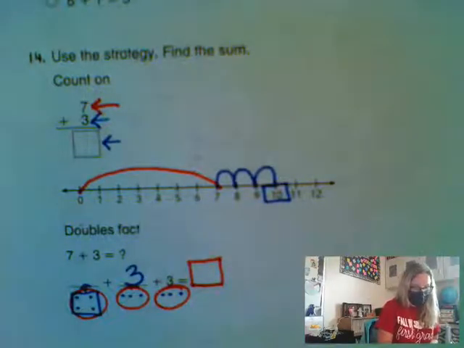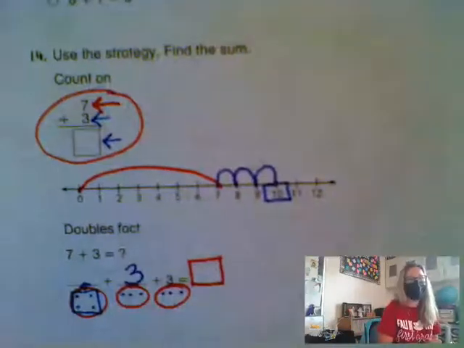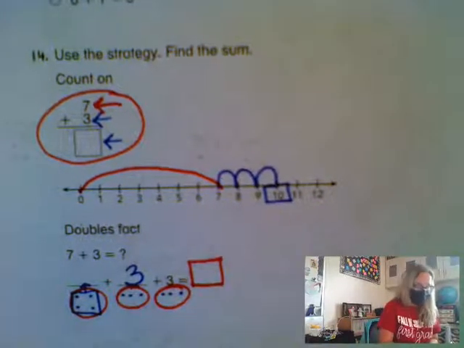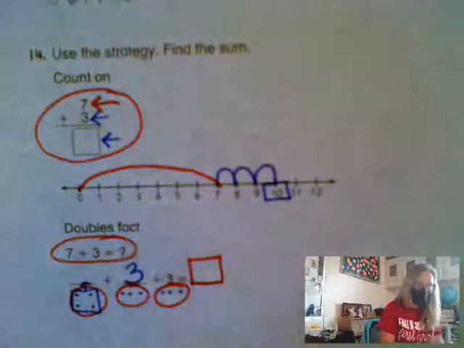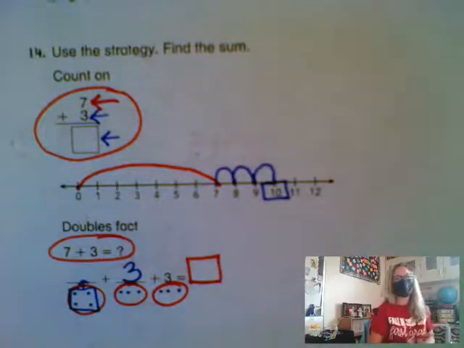I'll give you a hint. Up here, you already showed me what 7 plus 3 equals. So down here, if you're showing me 7 plus 3, your sum should not change. Ooh, that's a pretty good hint, Mrs. Bragg.